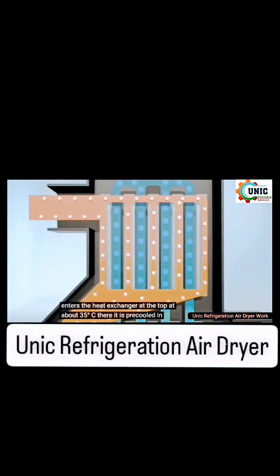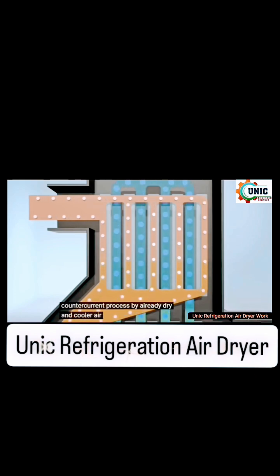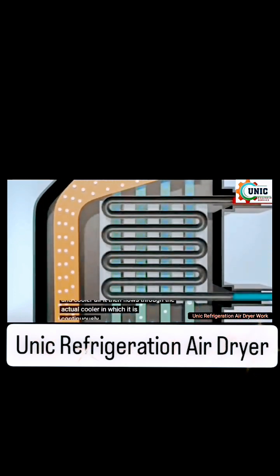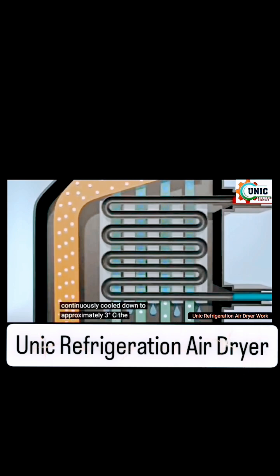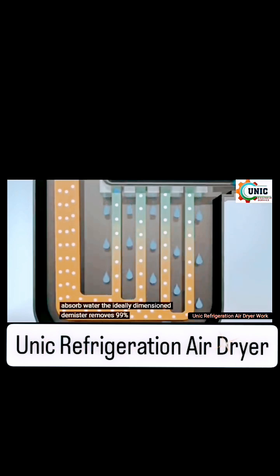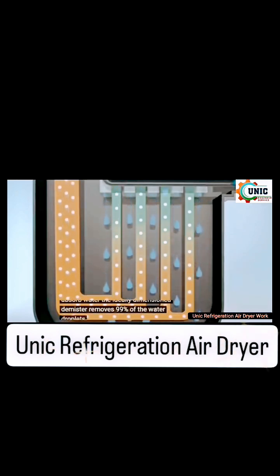There, it is pre-cooled in a countercurrent process by already dry and cooler air. It then flows through the actual cooler, in which it is continuously cooled down to approximately 3 degrees Celsius. The cold temperature reduces the compressed air's ability to absorb water. The ideally dimensioned demister removes 99% of the water droplets.